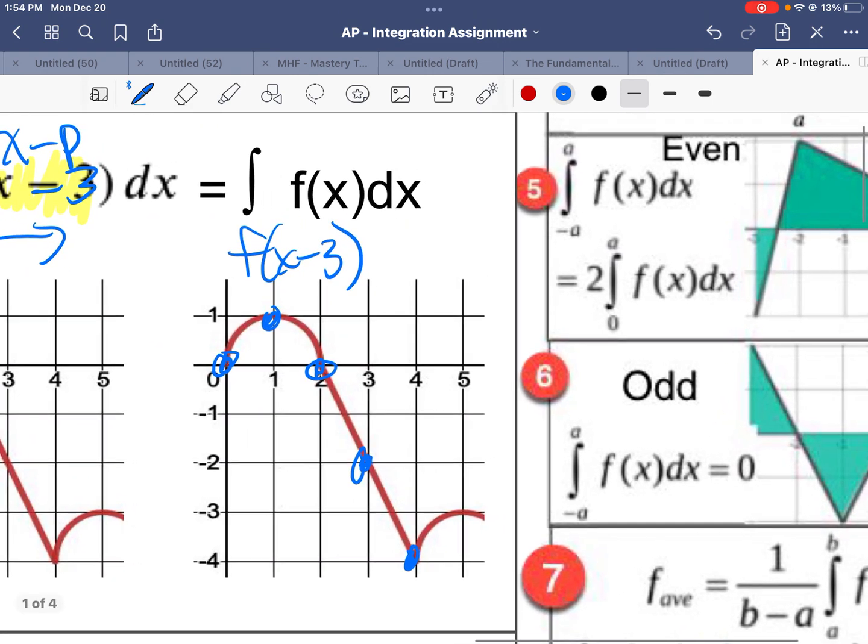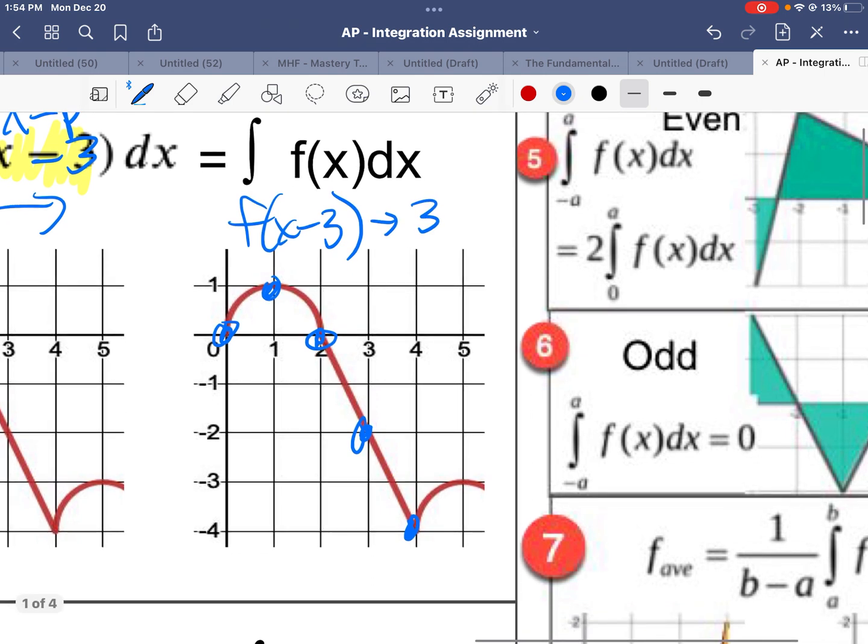Okay, so f of x minus 3 means we go right by 3. So this 0 here moves to there. This location here moves to there. Oh, whoops, it's 3. Sorry, folks. Okay, 0 here will go to 3 here. X equals 1 here will go to x equals 4 there. X equals 2 there goes 3 to the right to get 5.